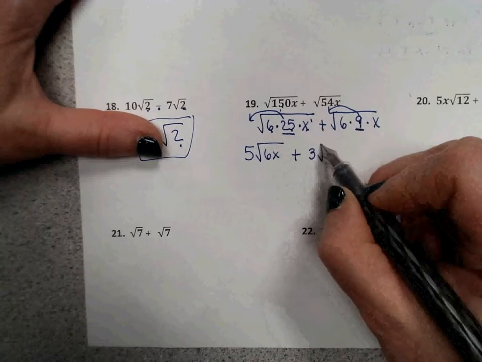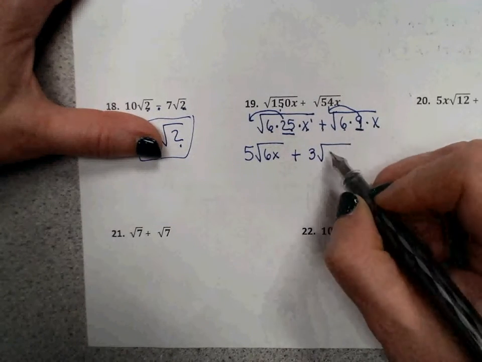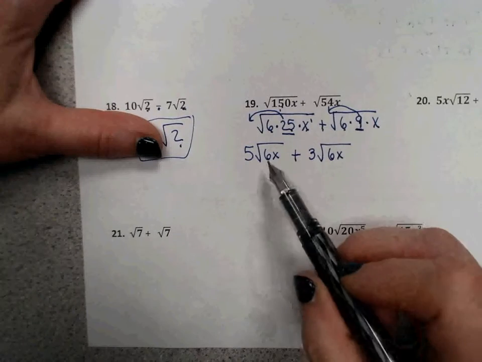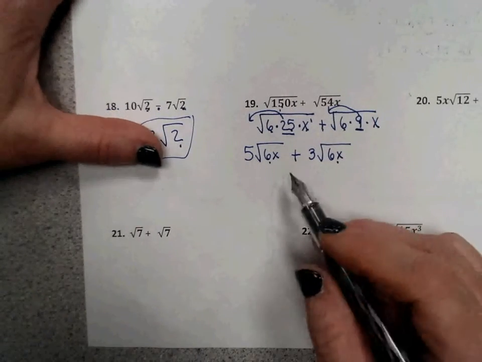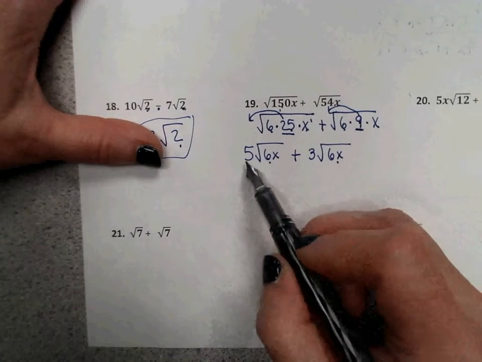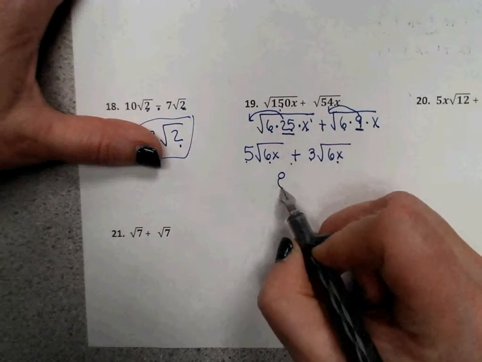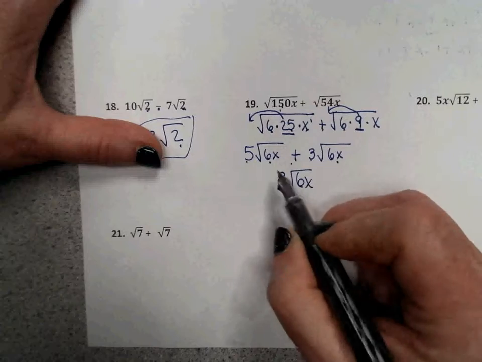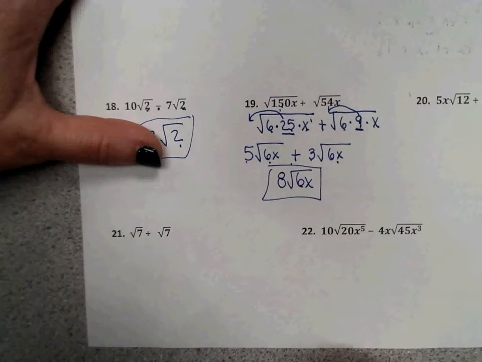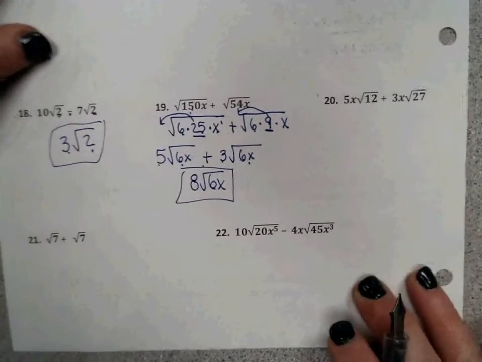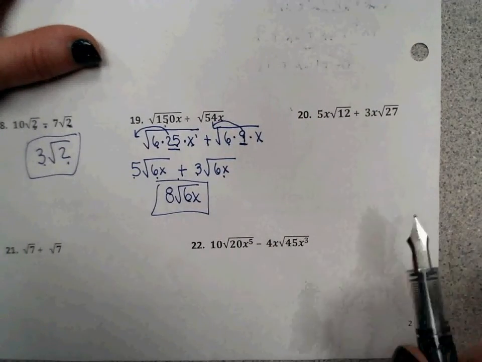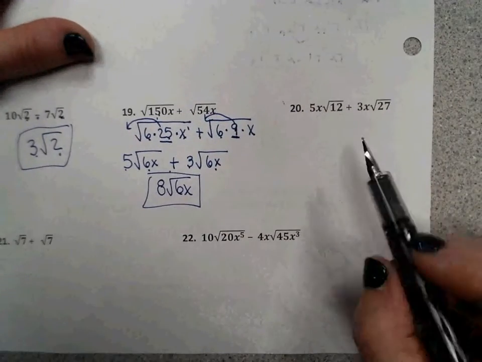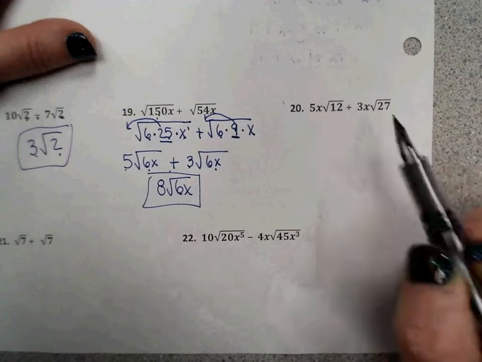Alright, so move this 25 out. The square root of 25 is 5. What's left on the inside is 6x. Plus, the square root of 9 is 3. On the inside, I have a 6x left. And now you can see square root of 6x, square root of 6x. So those are the same, which means I can combine them. 5 plus 3 makes 8 square roots of 6x.